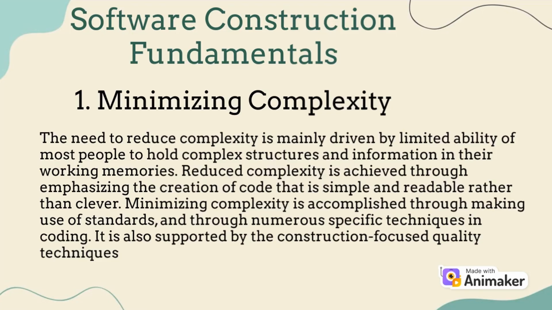Next is software construction fundamentals. The first one is minimizing complexity. The need to reduce complexity is mainly driven by the limited ability of most people to hold complex structures and information in their working memories. Reduced complexity is achieved through emphasizing the creation of code that is simple and readable rather than clever. Minimizing complexity is accomplished through making use of standards and through numerous specific techniques in coding. It is also supported by construction-focused quality techniques.